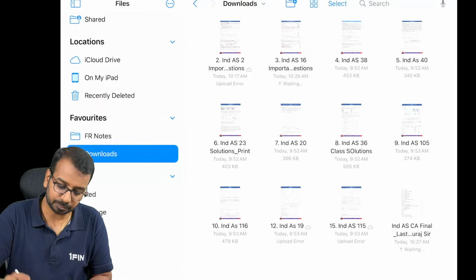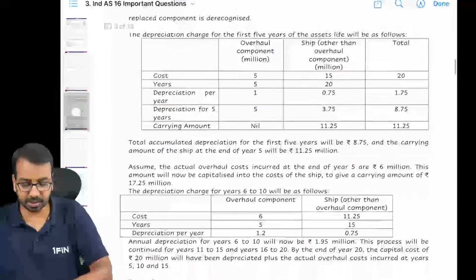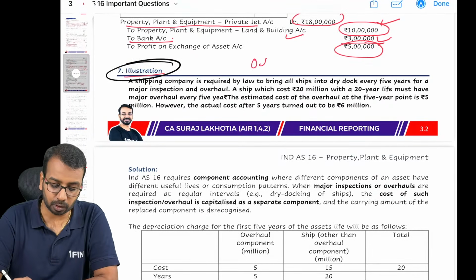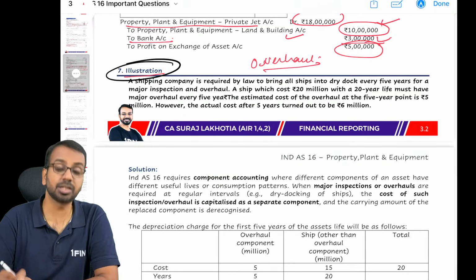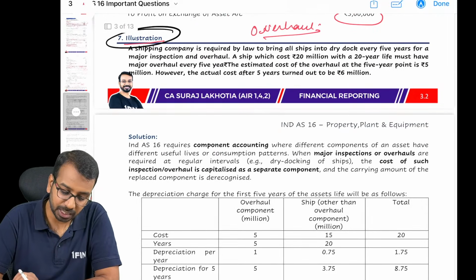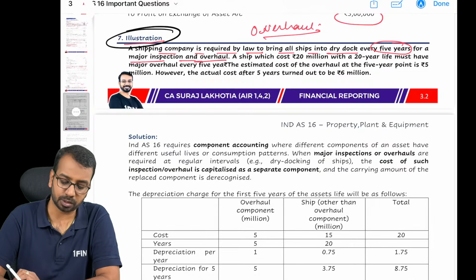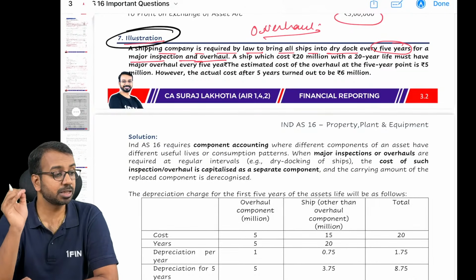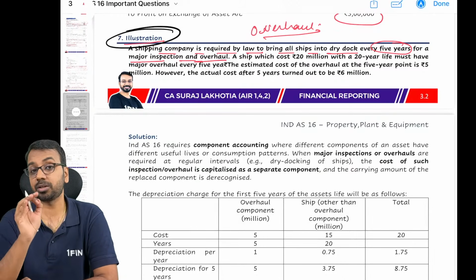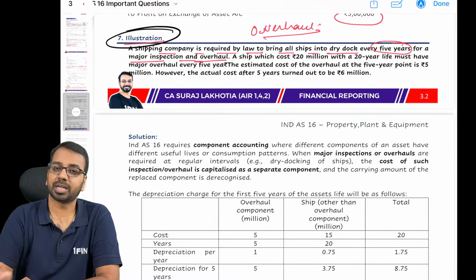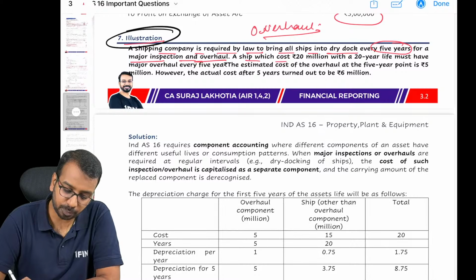Okay, so coming back. The next question we are discussing is for shipping. In this case there is an overhaul. Overhaul means major repair. A shipping company is required by law to bring all ships into dry dock every 5 years for a major inspection and overhaul. So it's a major inspection cost. Always remember, the initial major inspection cost, that we will not capitalize separately. Subsequently, whatever major inspections are there, we will capitalize.